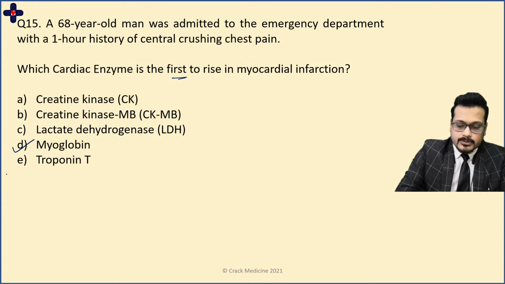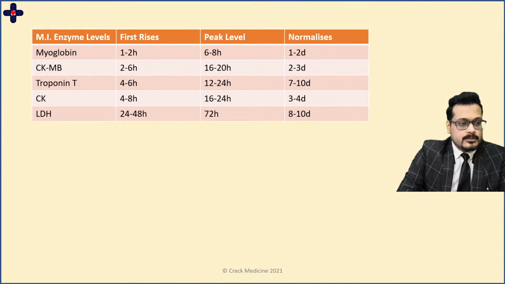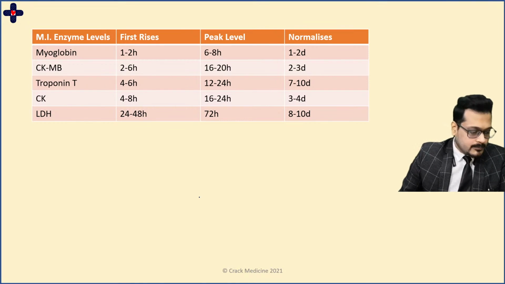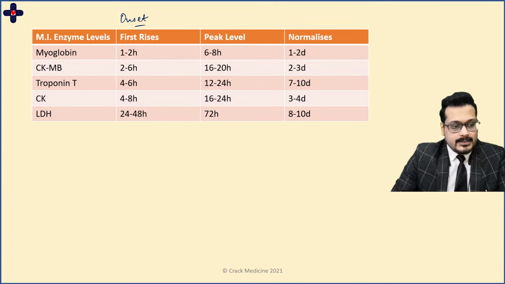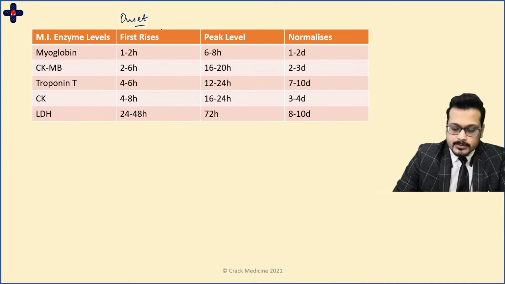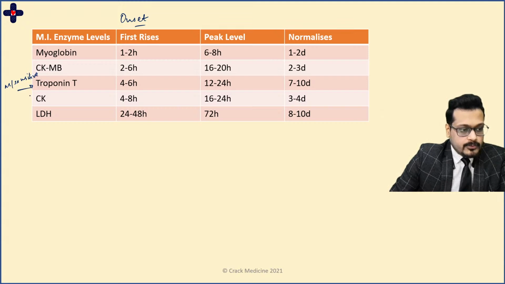Myoglobin is the first one to rise, and here's the table. Now LDH, this is basically the onset. How quickly after the onset of an MI will these enzymes rise? Yes, Dr. Pawan, you are right. It's D, myoglobin, and I think you're answering the one which is most sensitive. If you were asked about the most sensitive, then this would be TROP-T, like how most of you use it. So this is the first to rise.